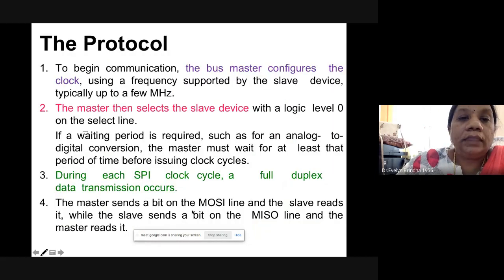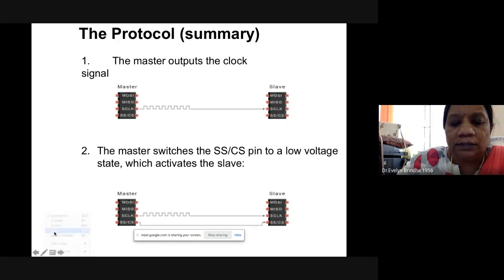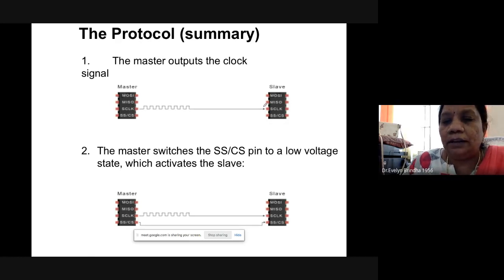I think almost that's it. So we'll see how actually the process happens. First step, the master should output the clock signal. So the clock signal from the master will reach the slave. See, the arrow goes this way, from the master to the slave. Please remember the arrow here goes from the master to the slave. So that is the first step.